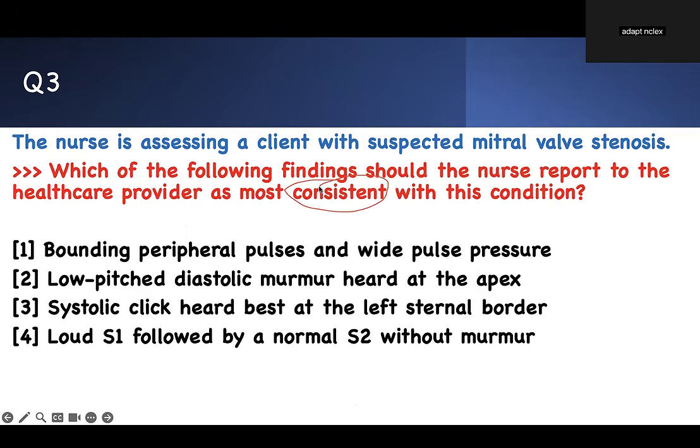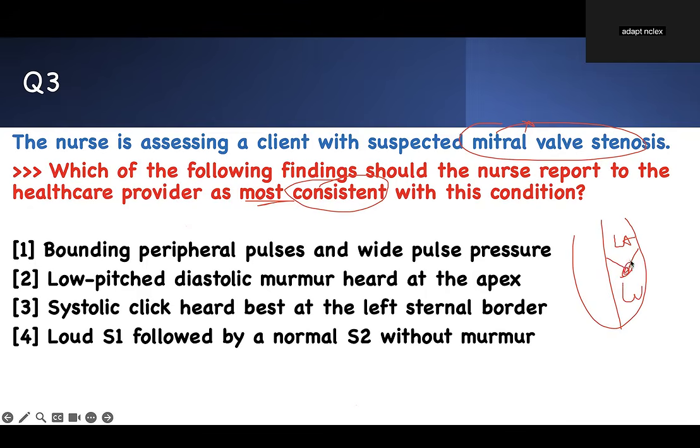One is consistent, but it has to be most, right? And what are we talking about? Mitral valve stenosis. Then if I draw my diagram, I have what? Mitral valve stenosis, most consistent. Rewrite the question in your own words. That means I have mitral valve stenosis, which finding is associated with mitral valve stenosis. I know the mitral valve is on the left side between the left atrium and left ventricle.